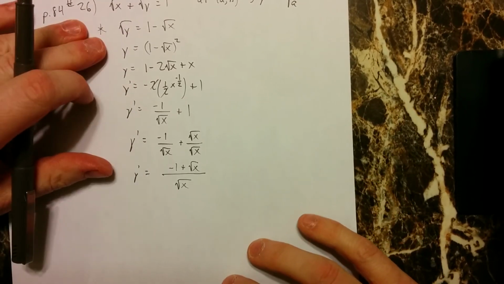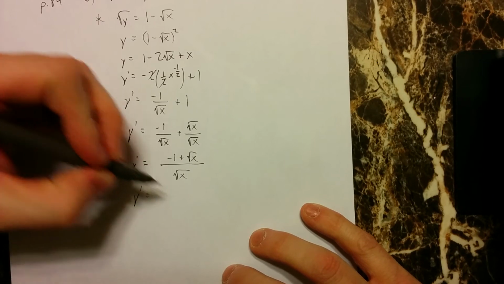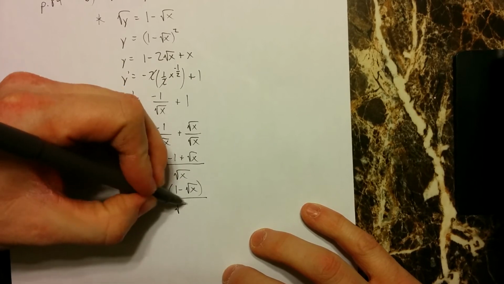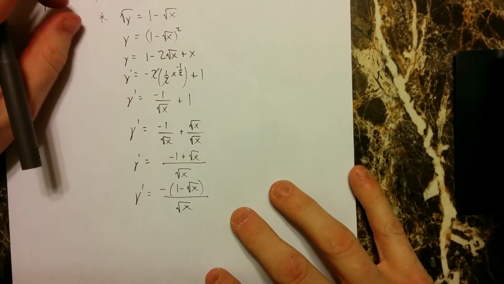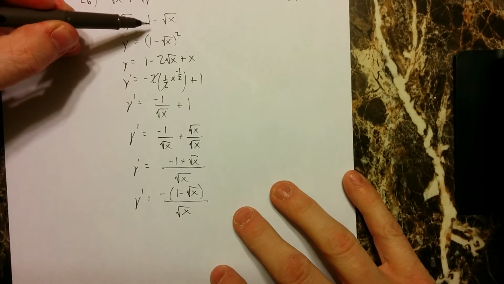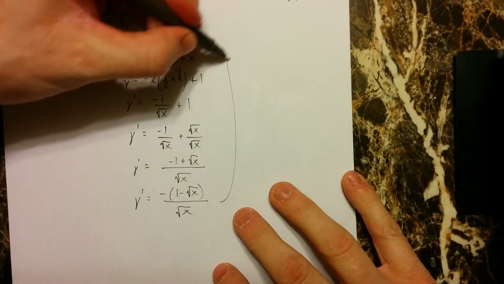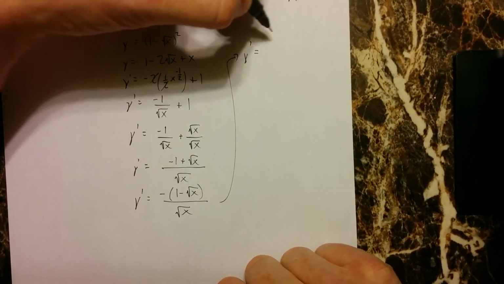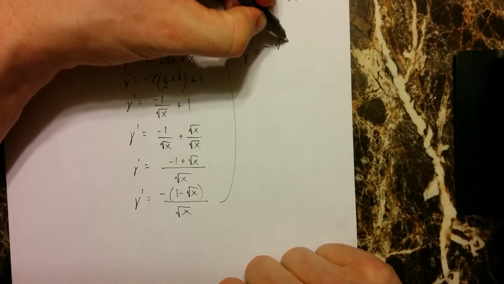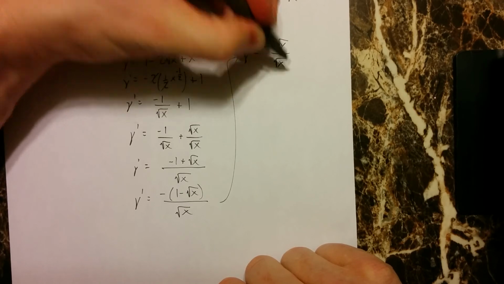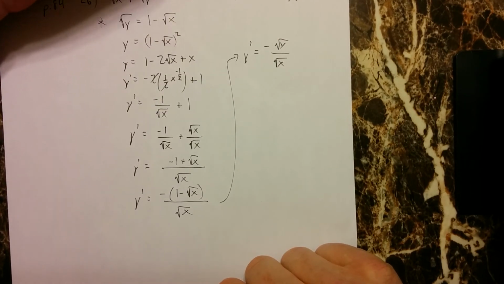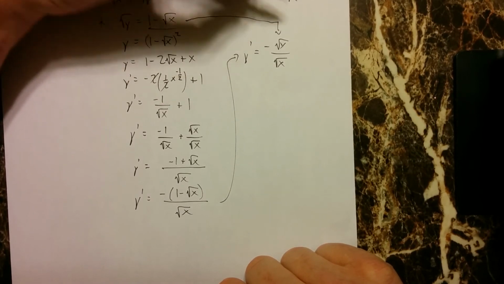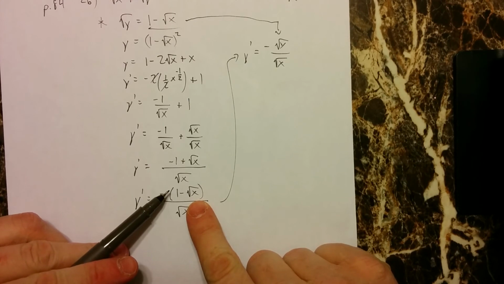So what I'm going to do is take a step and write this out as, if I factor a negative 1, then I'll have 1 minus root x here, and that'll be over root x. Well, as noted, root y is equal to 1 minus root x. So here I've got my derivative, y prime is equal to minus root y over root x, based on just a simple substitution. I'm going to substitute that in right here because that's what I had down here.